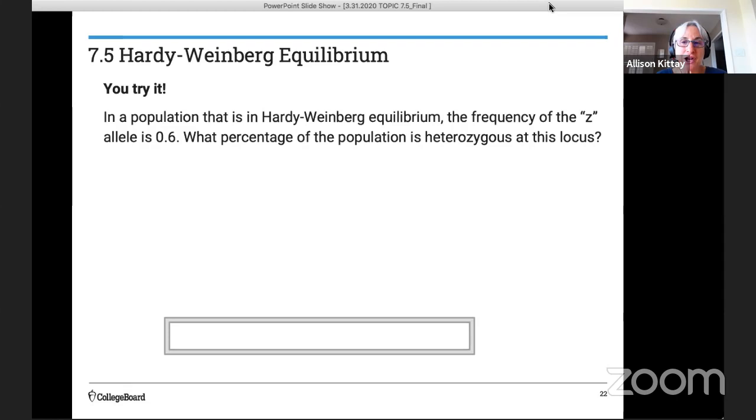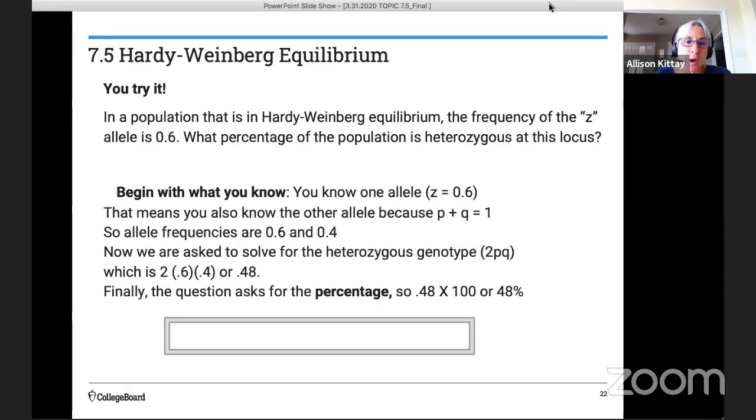Okay, I know that that's not a lot of time, but let's move on. So you know that one allele, Z, equals 0.6. So that means you know the other allele because p plus q equals 1. So your allele frequencies are 0.6, which was given, and 0.4, which was easy to determine. Probably didn't even need to use your calculator for that one. And now you're asked to solve for the heterozygous genotype. So you're plugging in 0.6 and 0.4 into the 2pq part of the genotype frequency equation.